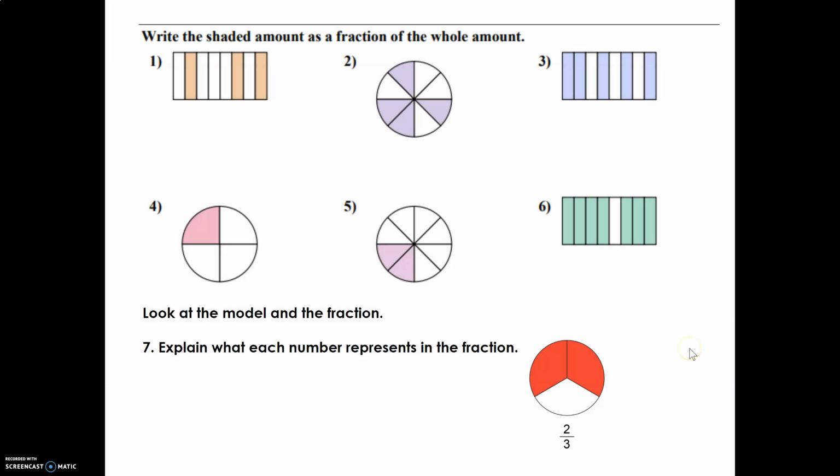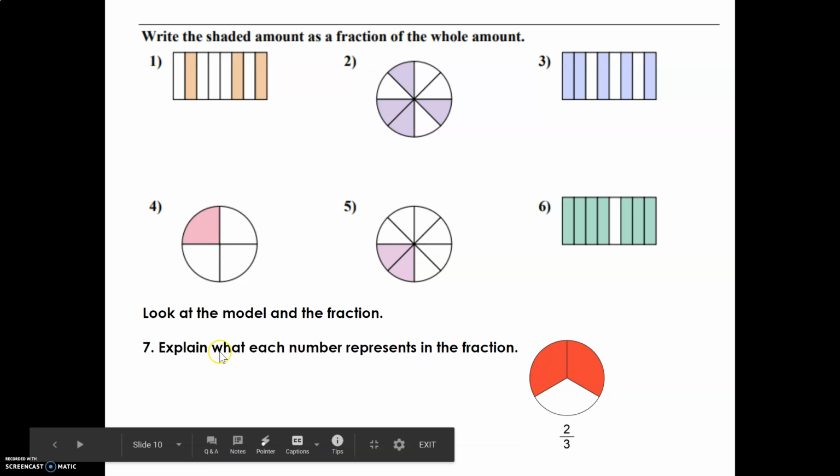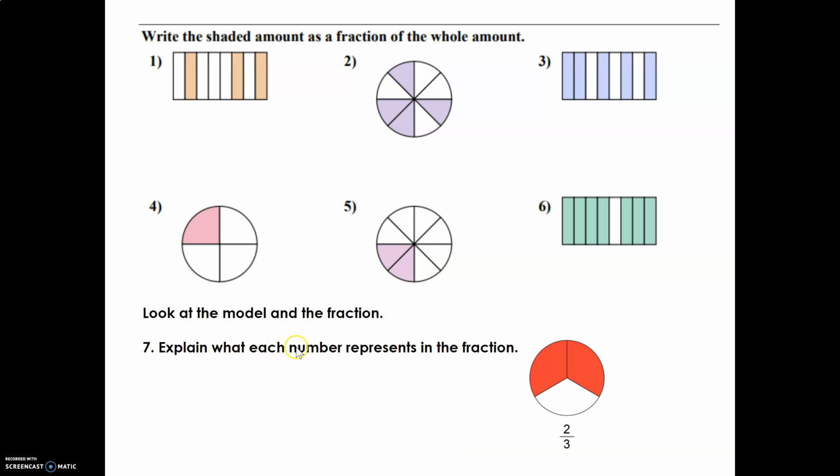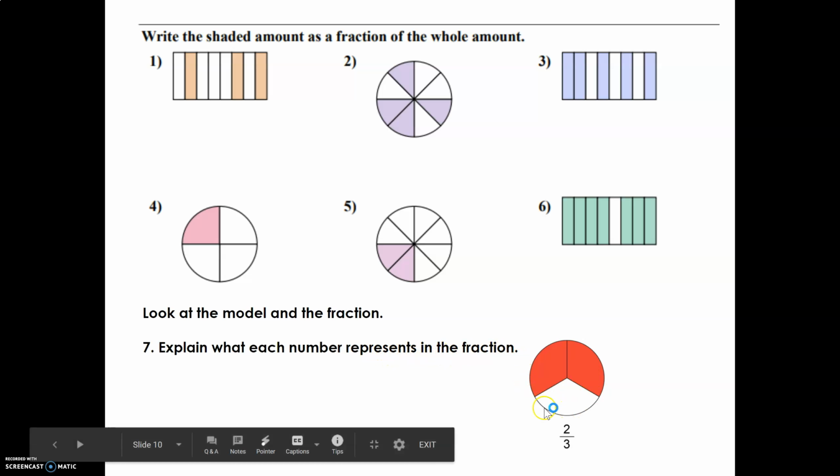So today for your lesson notes, you are going to name each of these models, these fractions, the part that is shaded. So you write the shaded amount as a fraction of the whole amount. What fraction of the shape is shaded in? And then you have one question where you're going to have to write out your answer and explain what each number represents in the fraction with the model that they gave you. So what does the 2 represent? What does the 3 represent? If you need to, go back and watch the video for the review again.